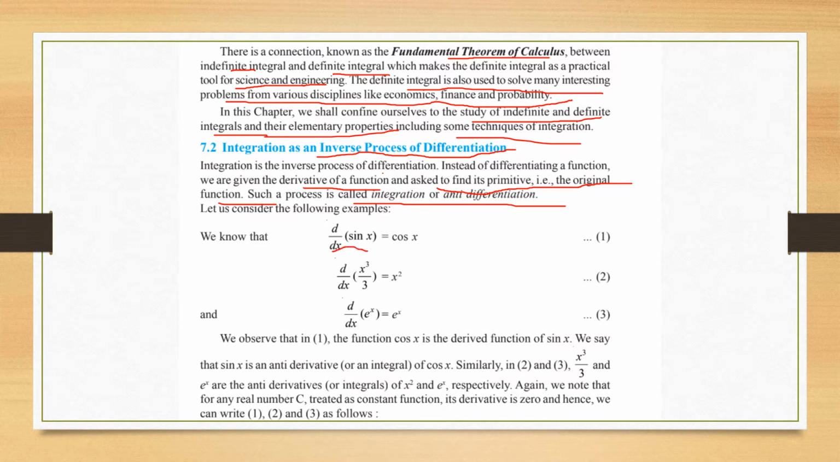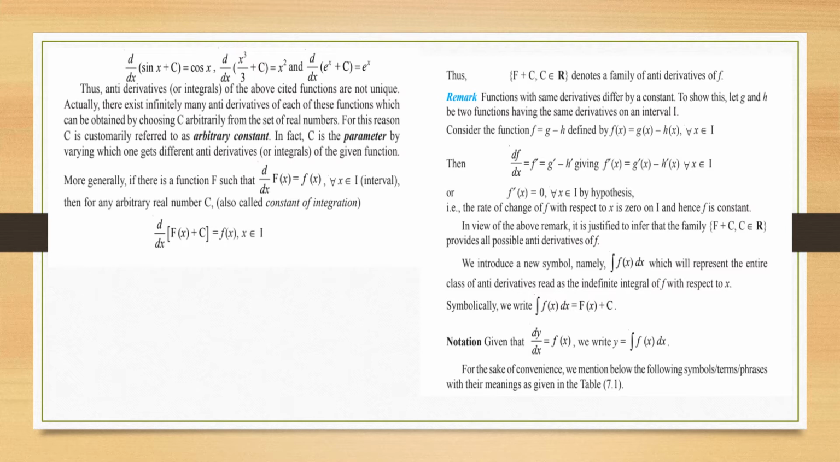As we know, d/dx of sin x is cos x, d/dx of x cubed by 3 will be 1 by 3 into 3x squared, which gives x squared, and d/dx of e^x is e^x. Now in equation number 1, we observe the function cos x is the derived function of sin x. So we say sin x is the antiderivative or integral of cos x. So what will be the antiderivative of cos x? It will be sin x. Similarly, for x squared it will be x cubed by 3, and for e^x it will be e raised to power x. And d/dx of sin x plus c.